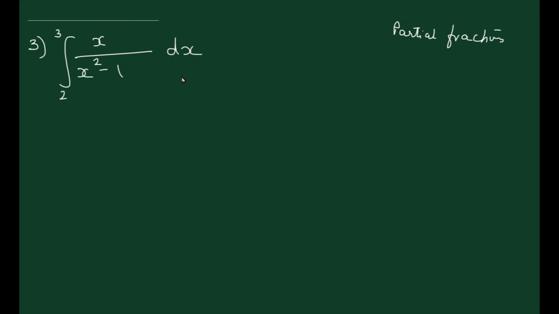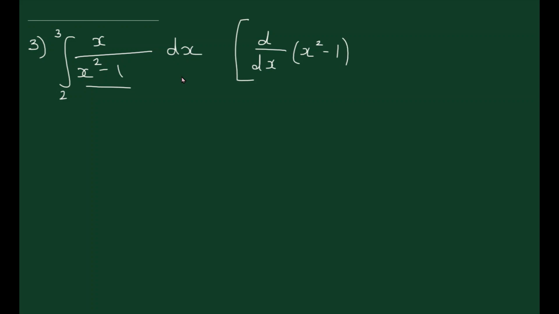However, there is an easier method to be done, and that method can be done this way. You observe the integral, you observe the function, you take the denominator, and suppose you find the derivative of the denominator. So d/dx of x square minus 1. This has to be done in rough actually. So d/dx of x square minus 1 comes out as 2x.